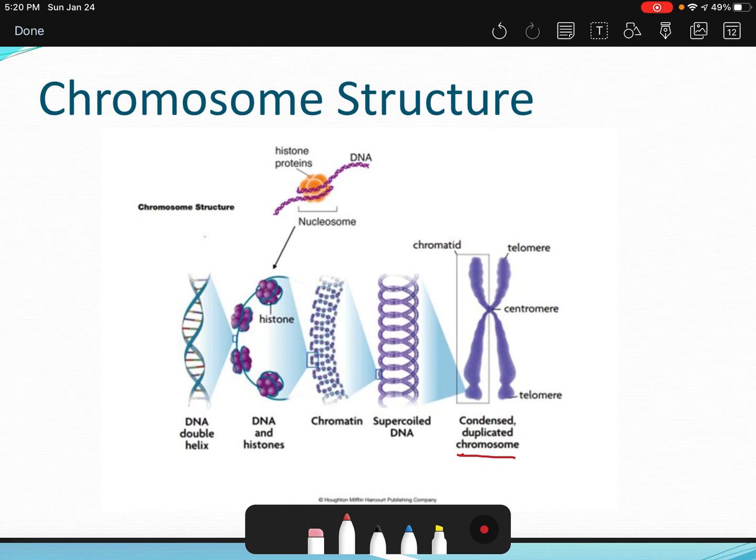And this right here is a duplicated or replicated chromosome. So the tips down here are the telomeres. You'd have those at the very ends. One of these right here is a chromatid, and this would be another chromatid. And how they're held together is by that centromere.